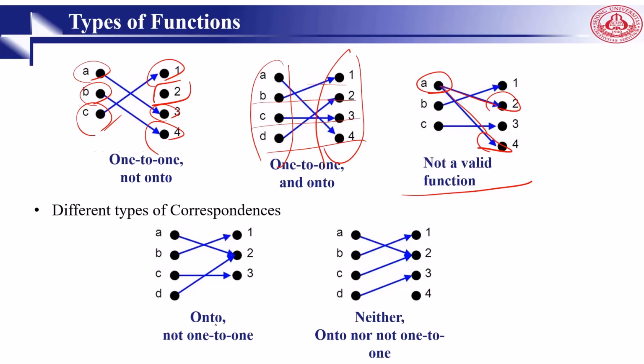Number 4, onto and not one-to-one. Why? Because here 2 students are assigned to 1. This is not one-to-one, but it is onto. And the last one is not one-to-one because A and C are mapped to 2, and also 4 is not mapped. Because A and C are here and 4 is not, it is not one-to-one and it is not onto.